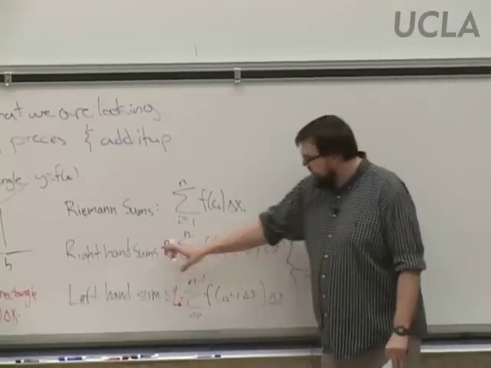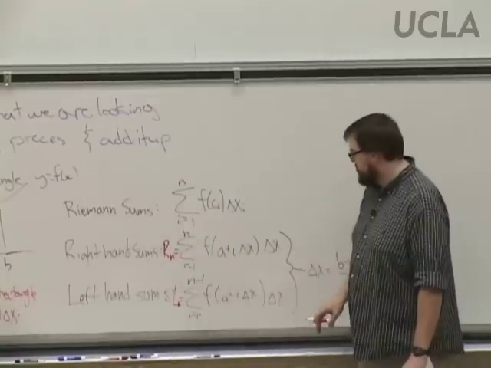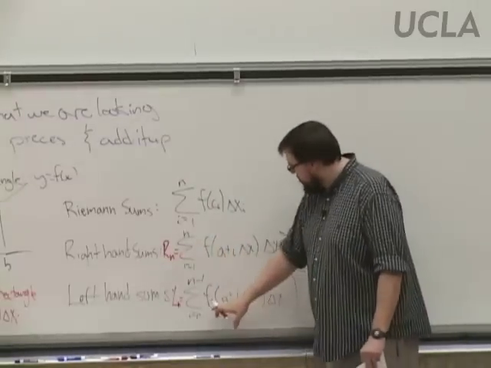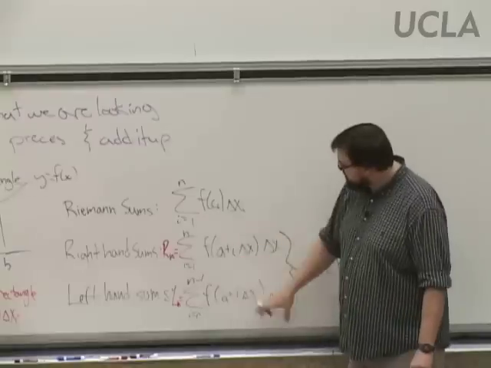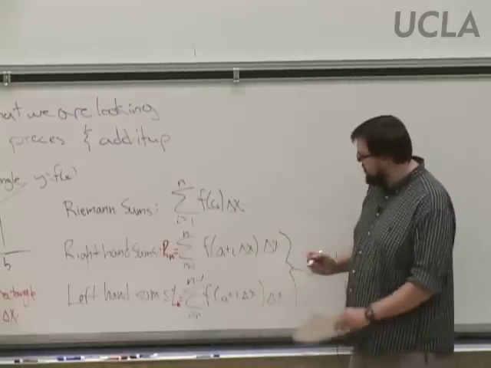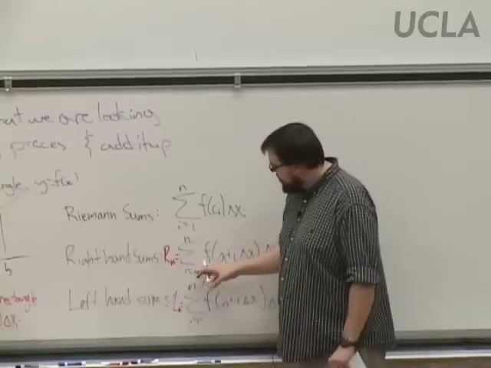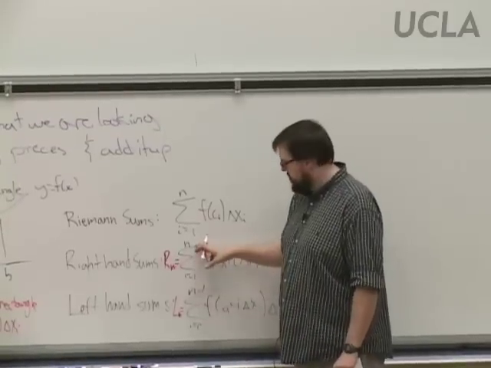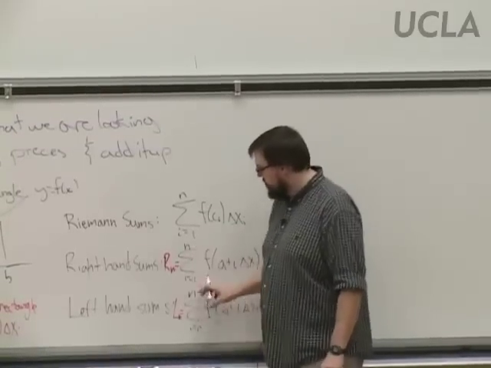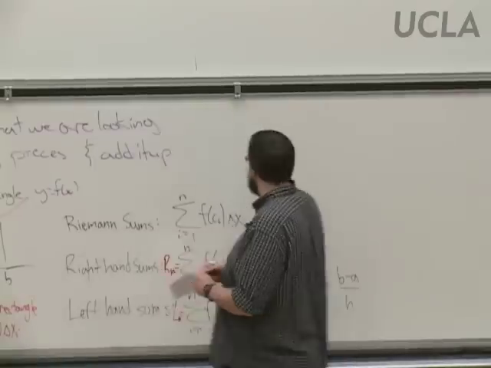But instead of using the right endpoints, we use the left endpoints. And so now, again, it looks almost the exact same. In fact, at first glance, it seems there's no difference between the two. The difference comes in our index. So here we started at 1, and we went to n. Here we start at 0, and we go up to n minus 1.